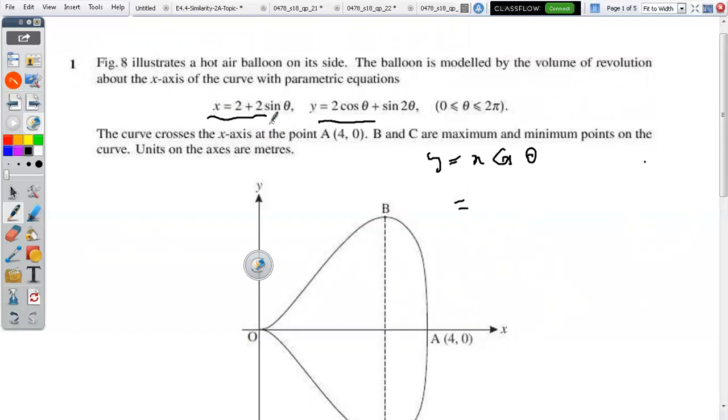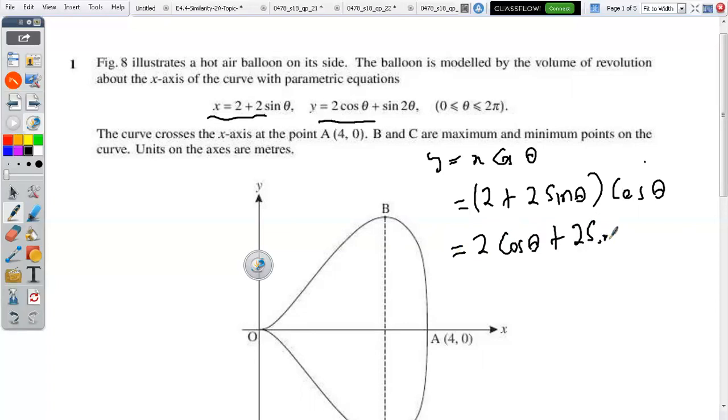What is x? Look at this. Don't complicate life. x is equal to what? 2 plus 2 sine theta. Multiply by what? Multiply by cos theta. You see, it's not difficult. You see that multiplication there, you get what? 2 cos theta plus 2 sine theta cos theta. It's not difficult. Can you see that? Then check your identities now. This identity gives you exactly this. You are done. Are we together?